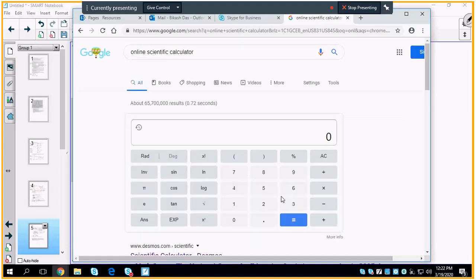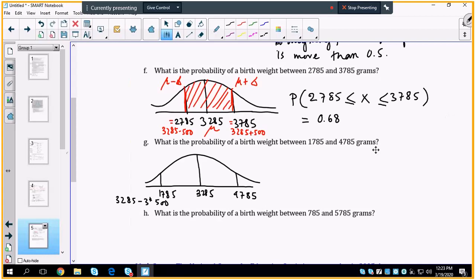Let's do that. So as I said, I had 3285 minus 3 times 500, and that's 1785. Similarly, if I do 3285 plus 3 times 500, I will get 4785, which is other information in this problem. So now I'm saying that you can write 4785 as 3285 plus 3 times 500. Why does that help? Because I wanted to know the probability between these two marks.